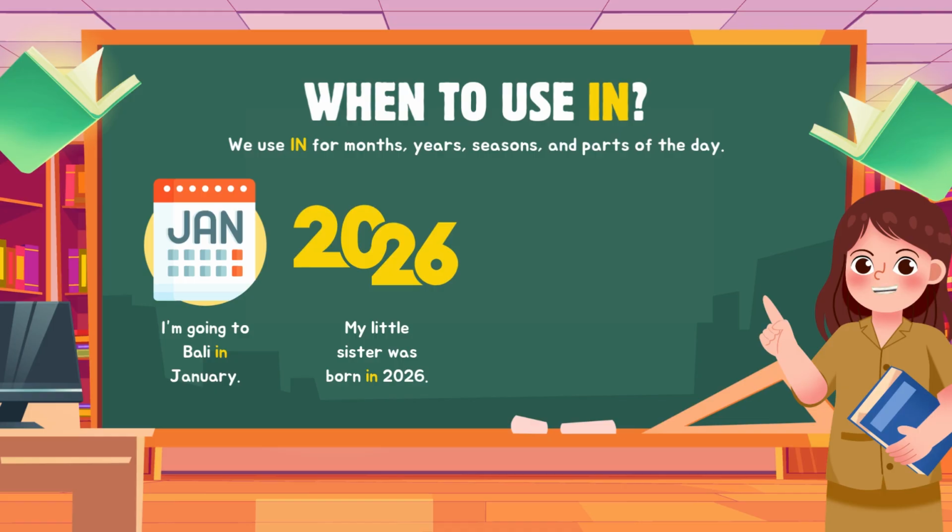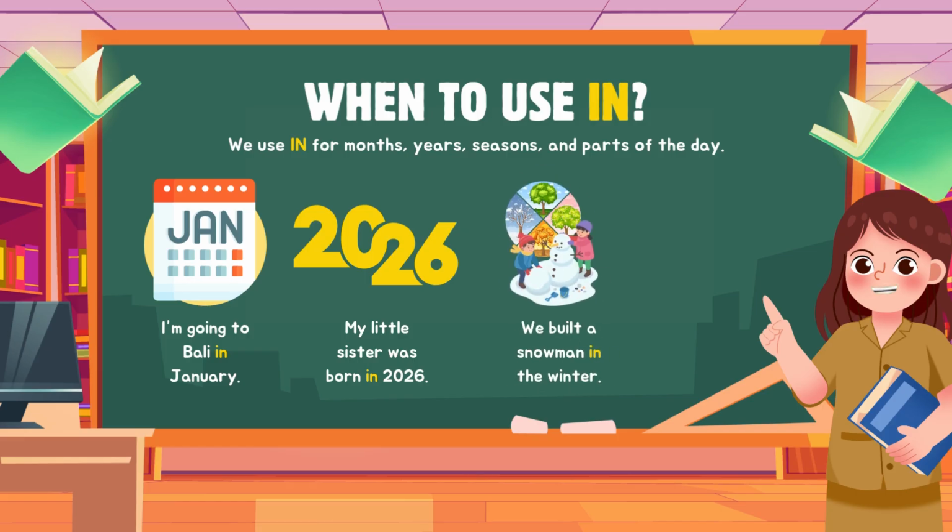The next is years. The sentence here is, "My little sister was born in 2026." A year has 365 days, so it's a huge chunk of time. Whether you are talking about history class, the year you were born, or future plans, always put "in" right before the year. The third is seasons. We build a snowman in the winter. Seasons last for several months at a time, so they count as broad periods of time. That means you will use "in" whether you are building a snowman in the winter, going swimming in the summer, or watching leaves fall in the autumn.